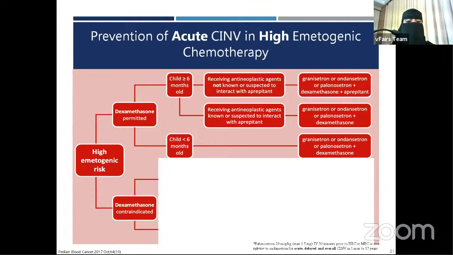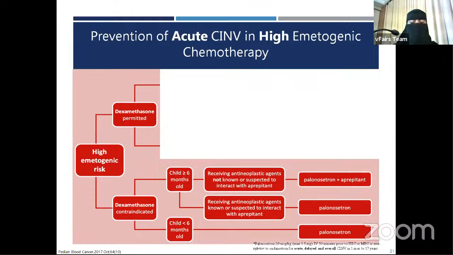For a patient who has a contraindication to corticosteroid, if his age is more than 6 months and there is no potential drug-drug interaction with aprepitant, you can use aprepitant plus long-acting serotonin. While the patient is less than 6 months and has a potential drug interaction, the drug of choice here is the long-acting palonosetron.